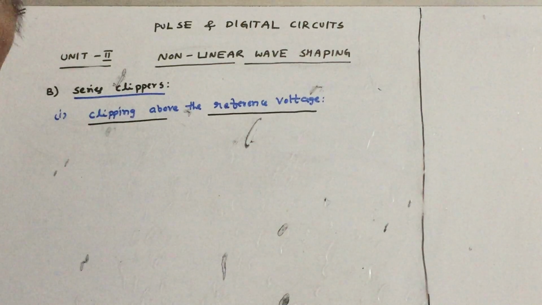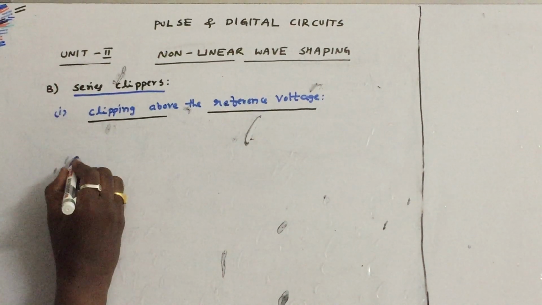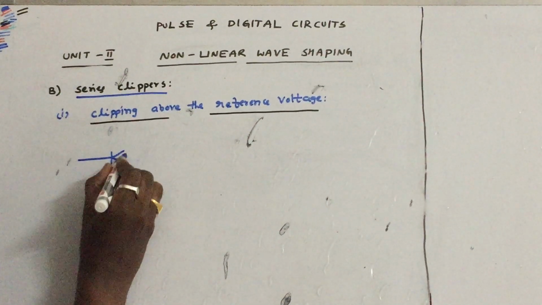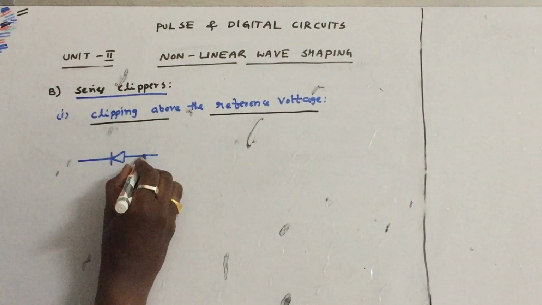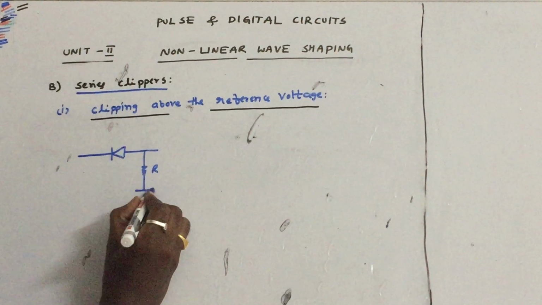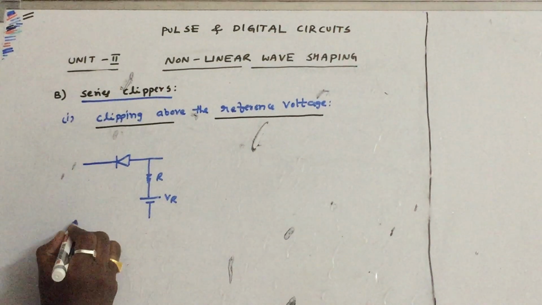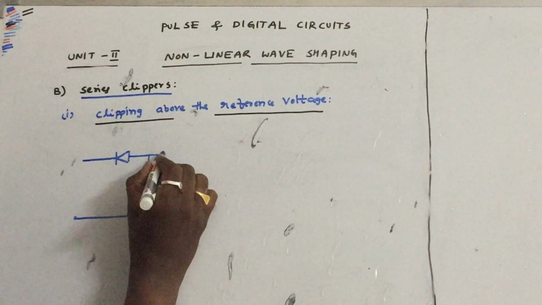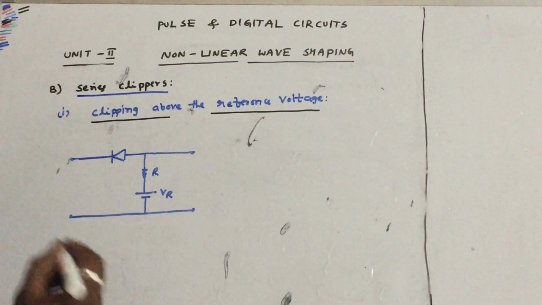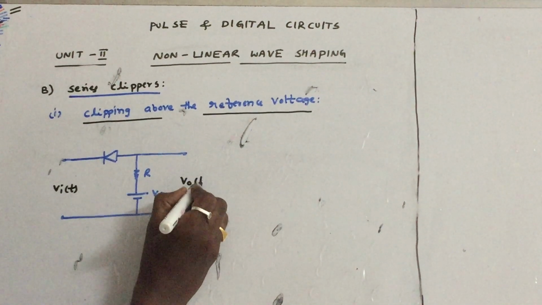So series clipper is a very simple circuit. Let us see what a series clipper is. Just draw a diode like this, a resistor, and this is the reference voltage VR. This is the input to the circuit, Vi(t), and this is the output, V0(t).